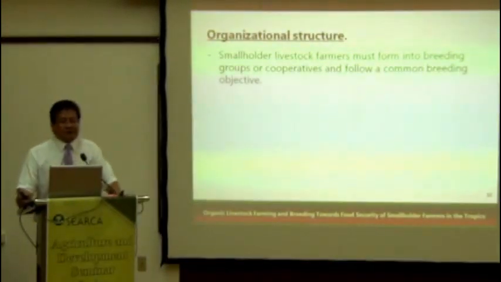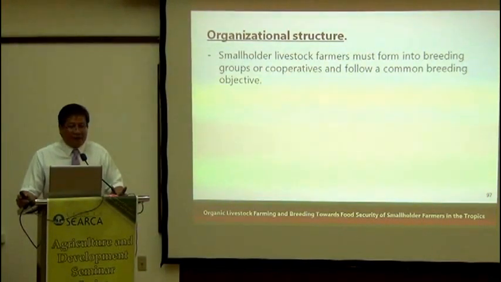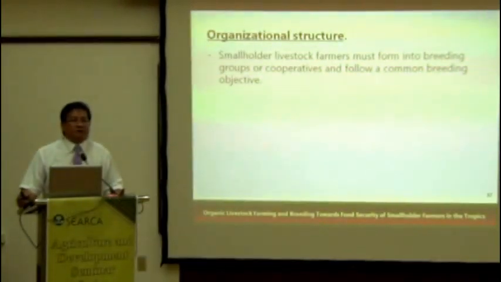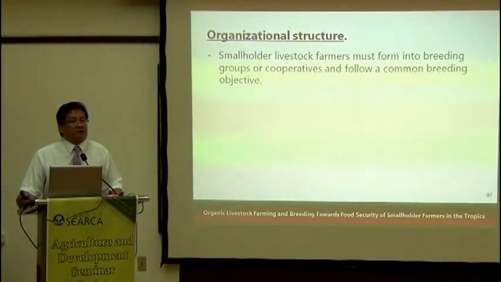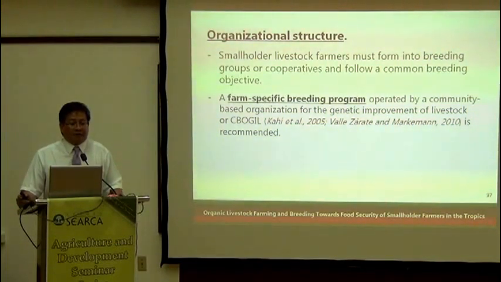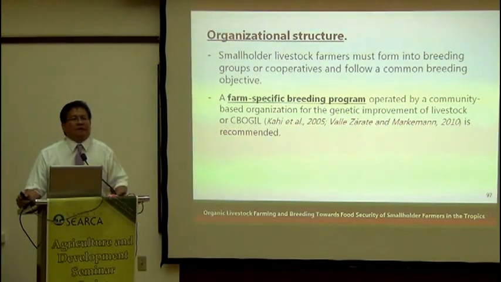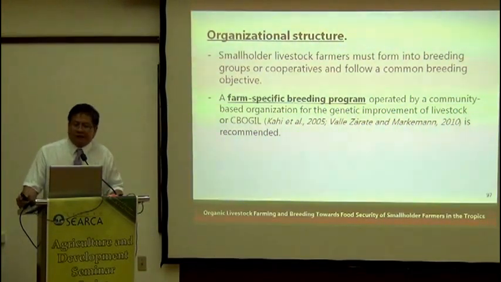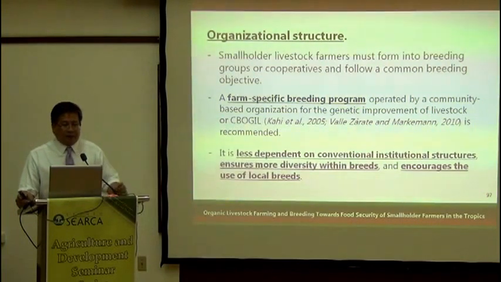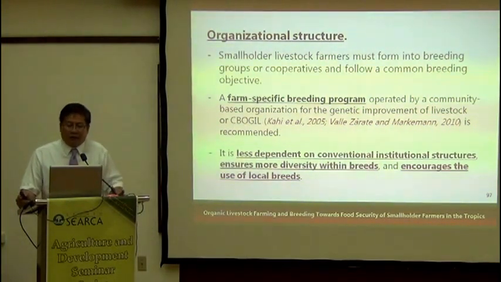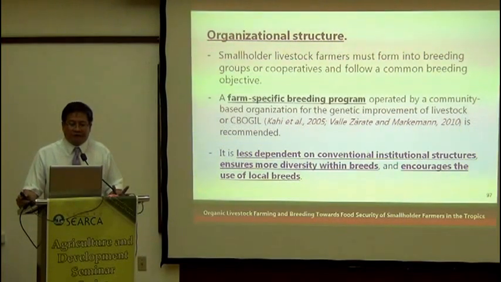Starting with the organization structure, for smallholder farmers, they must form into groups. Hindi pwedeng kanya-kanya lang to. They must form into groups or cooperatives, and they should follow a common breeding objective. A good example would be a farm-specific breeding program, just like the CBOG that they've demonstrated in Africa and also in some parts of Southeast Asia, particularly Vietnam and Thailand. It's a community-based organization for the genetic improvement of livestock. And it's known to be less dependent on conventional institutional structures, which ensures more diversity within breeds and encourages the use of local breeds.